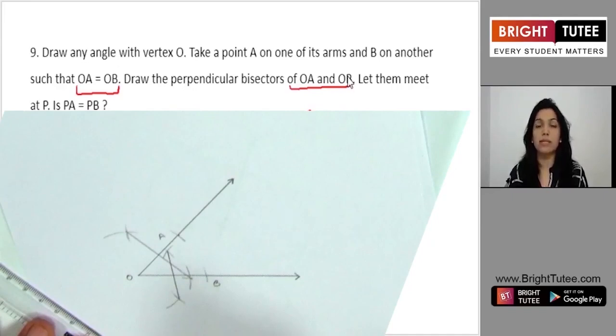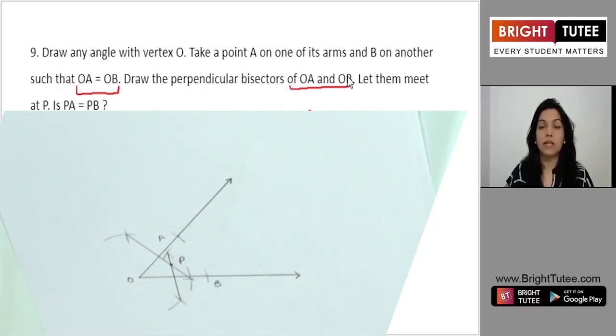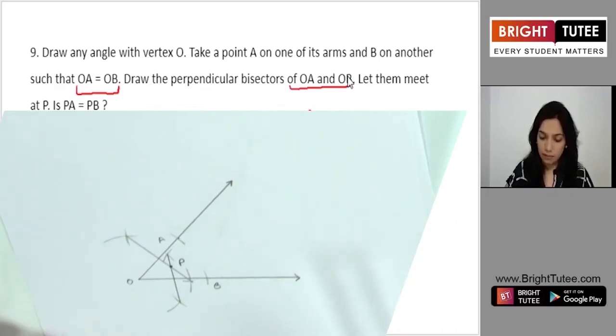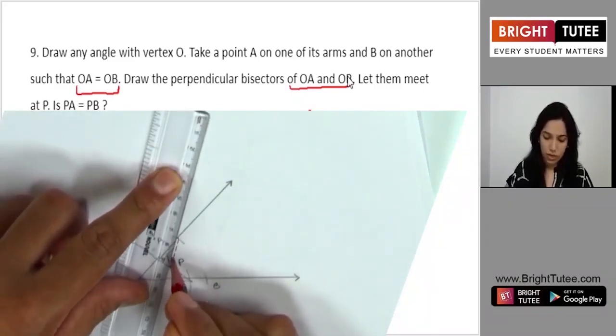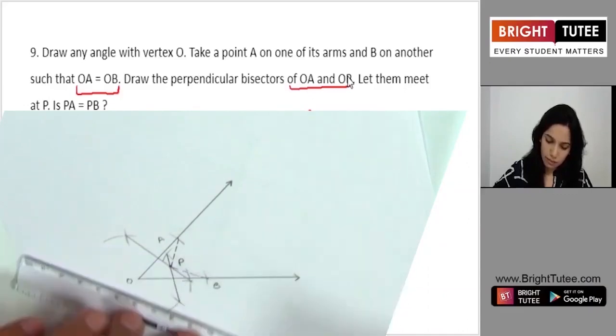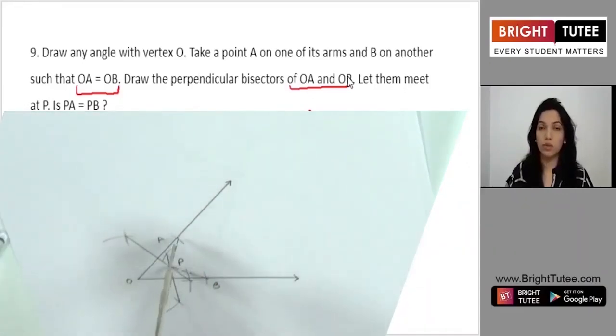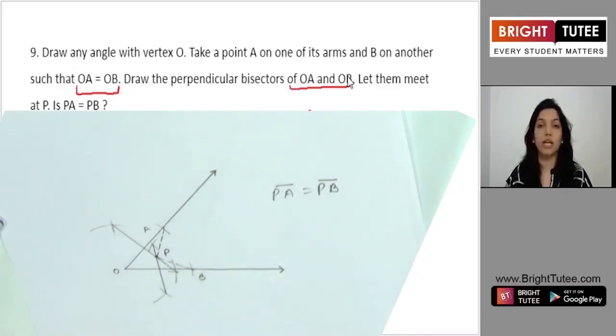So this particular point is the point of intersection of these perpendicular bisectors. So it says that let them meet at point P. So let's say these are meeting at point P here. Okay. So this is the point of intersection P. Now they are asking what is the relation between PA and PB, whether it's equal or not. So if you join PA and PB, you will observe, measuring it with the ruler, that PA is equal to PB. This is the observation that you will get.